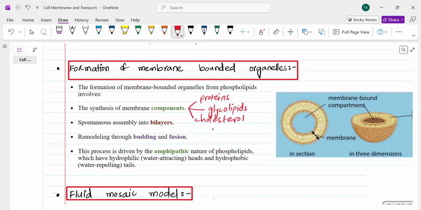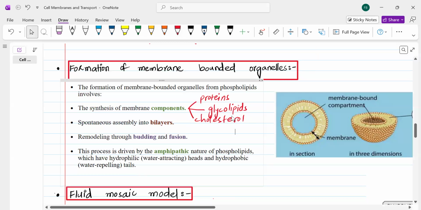So in the first step, when the membrane of the lysosome is forming, what will be formed first? The components will be synthesized. And what are these components? These are the components which will help to make the membrane of the lysosome. Clear? Now these components will assemble and form a bilayer. What will be the main component in the bilayer? The phospholipid. In that phospholipid, you will have the protein embedded in it. The glycolipid will be present over it. The cholesterol molecule will be present on it.